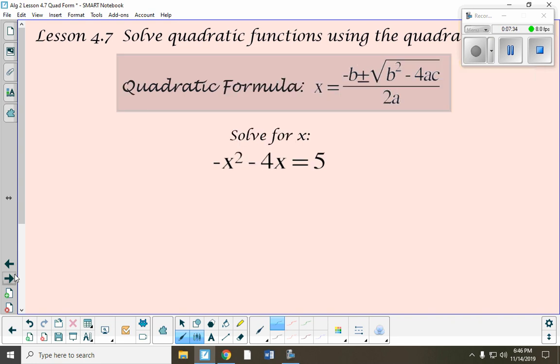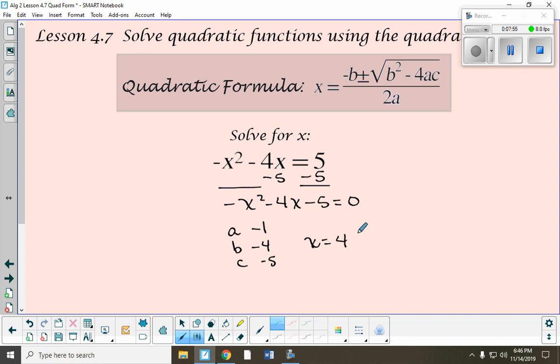All right, here's another one. Again, we need to get the equation in standard form. So write down A, B, and C. So x equals negative b, so 4 plus or minus the square root of b squared is 16 minus 4 A times c is 5, all over 2 times negative 1. And so we'll simplify inside of the root. That's 16 minus 20, which is a negative 4.